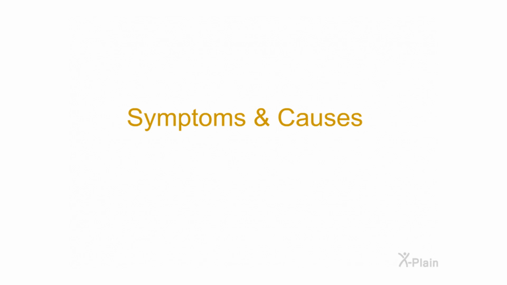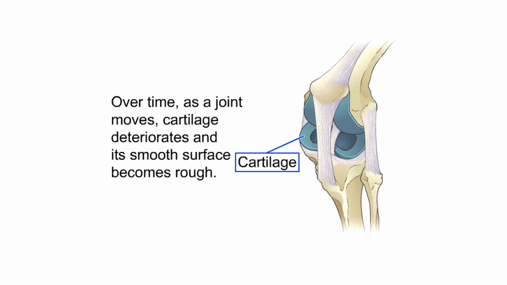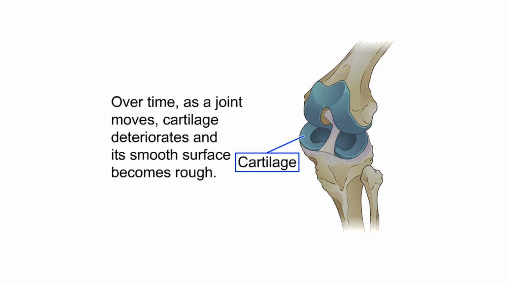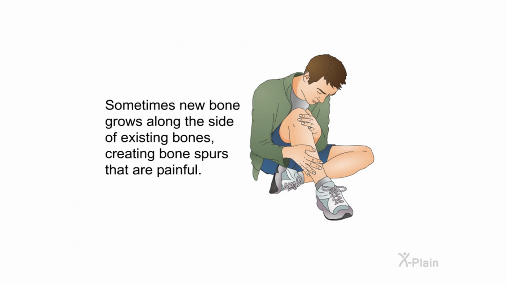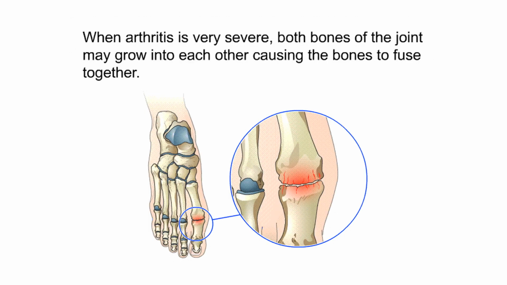Symptoms and causes. Over time, as a joint moves, cartilage deteriorates and its smooth surface becomes rough. As cartilage wears down, bone rubs on bone, damaging the bones and causing pain. Sometimes new bone grows along the side of existing bones, creating bone spurs that are painful. When arthritis is very severe, both bones of the joint may grow into each other, causing the bones to fuse together.